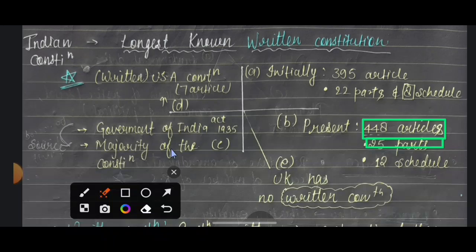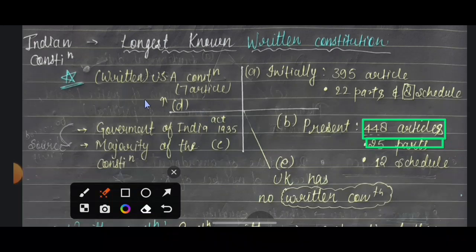This point simply means that, as we know, the Indian Constitution is the conclusion of various constitutions of the world. It is made from the various constitutions of the world. Like the concept of the preamble is taken from the American constitution and the concept of amendment is taken from the South African constitution. The Government of India Act 1935 is one act, and the majority of the material is taken from it. I hope you got this.